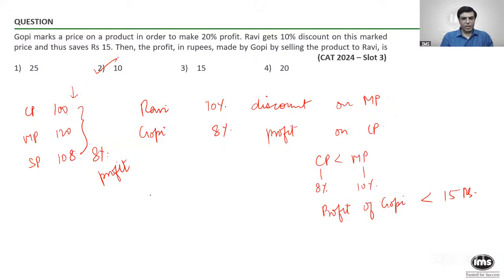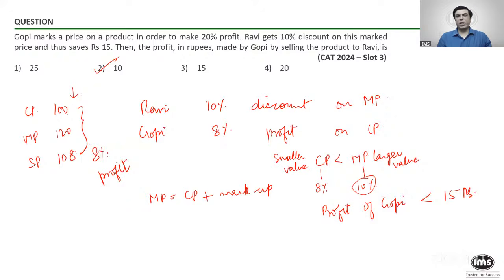Now, marked price is nothing but cost price plus markup, which means marked price is always more than the cost price. So this is 10% of a larger value, and this is 8% of a smaller value. So obviously 8% of a smaller value will definitely be less than 10% of a larger value. So what is 10% of the larger value? This is already given to me in the question.